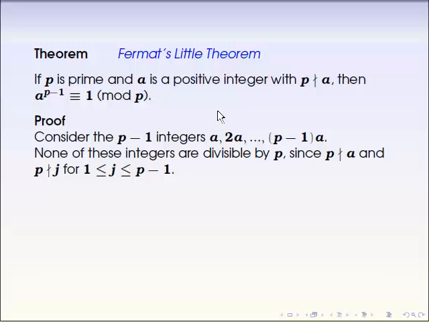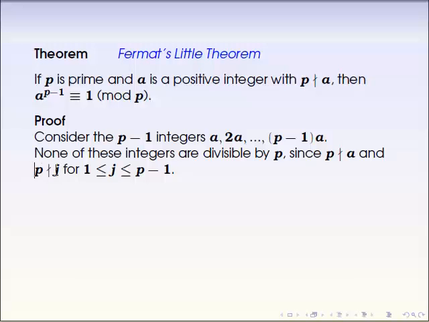Okay, let's prove it. Let's choose p minus 1 integers which are multiples of a. So it says a, 2a, 3a, up to p minus 1 times a. Then none of these integers are divisible by p because we are already assuming that p is not a divisor of a. So a is not a multiple of p.